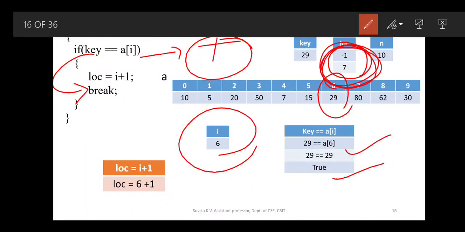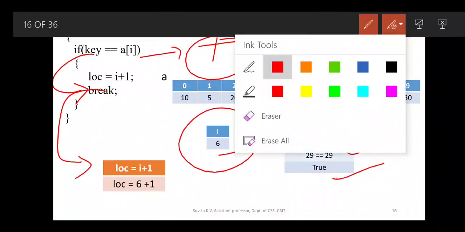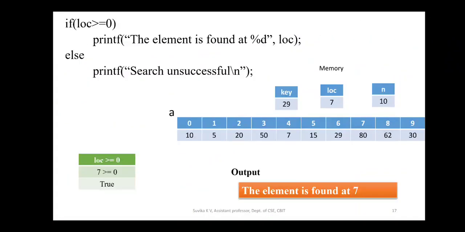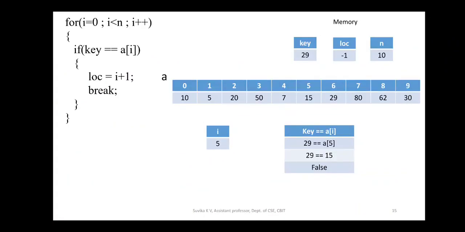After you update this location, you are going to break. Break means what happens? It will come out of this loop. It won't go back to the for loop. Why? Because the search element is there in the array, you found it. So now here you are going to check.